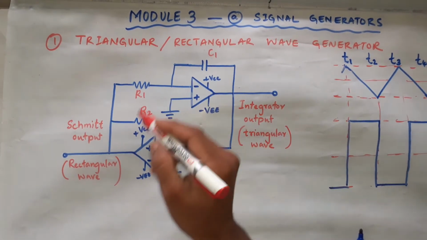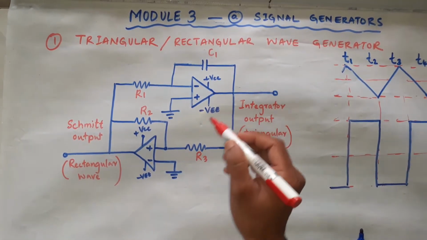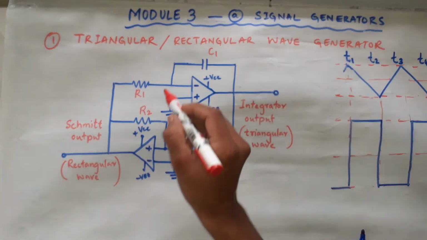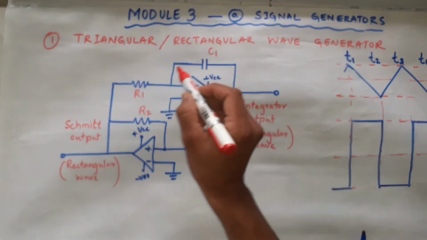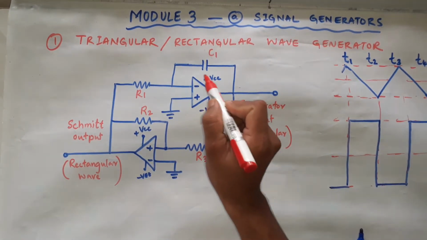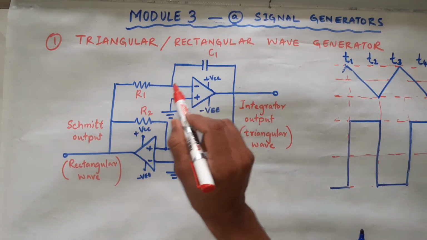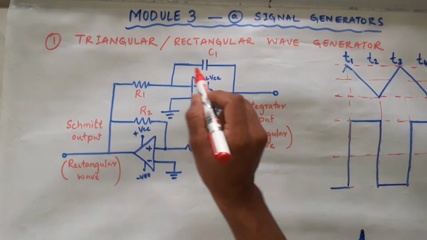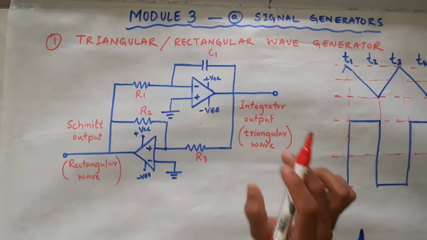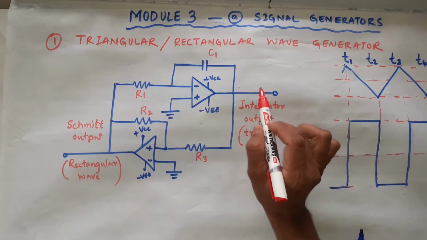If you see this circuit diagram, it has two op amps connected, the first one and the second one. The first op amp is working as an integrator circuit, along with capacitor C1 and resistor R1. Resistor R1, capacitor C1 along with the first op amp give the integrator output, which is nothing but a triangular waveform. A triangular wave is getting generated out of this integrator.